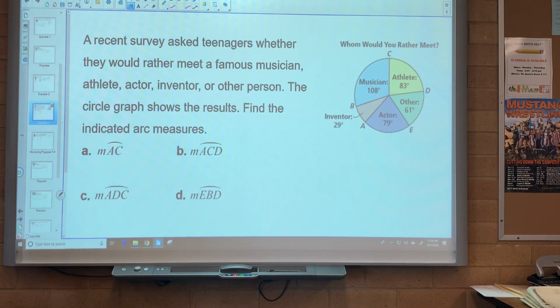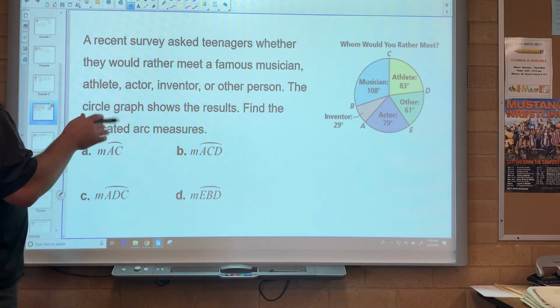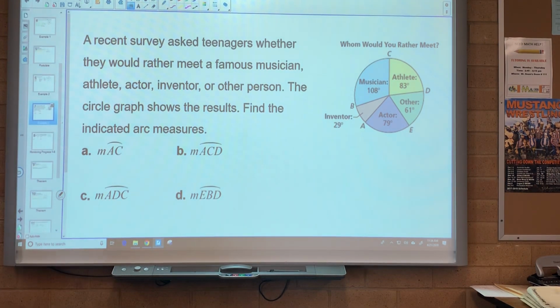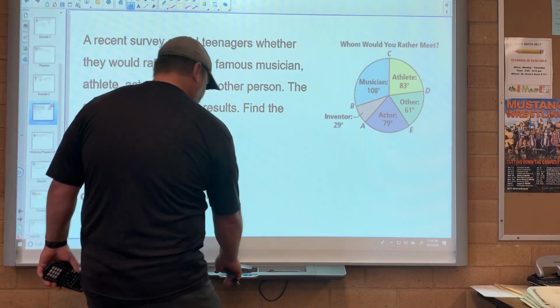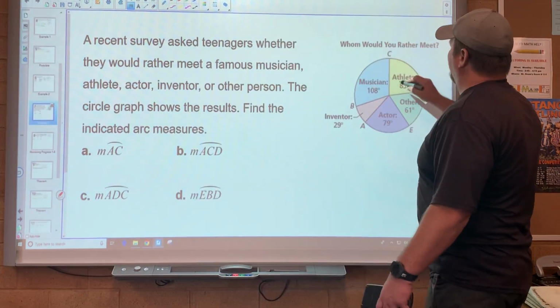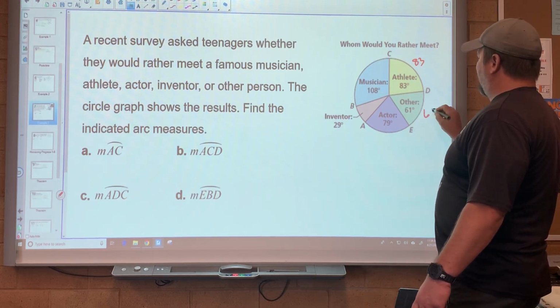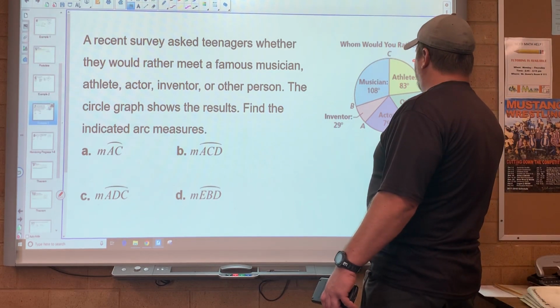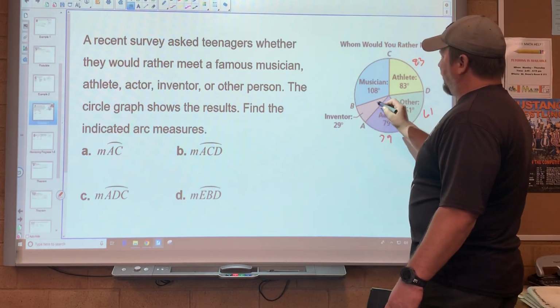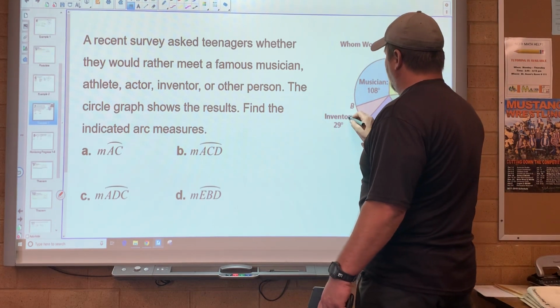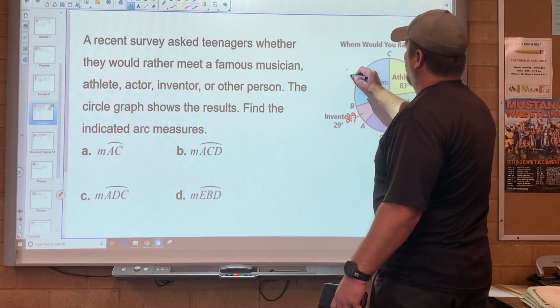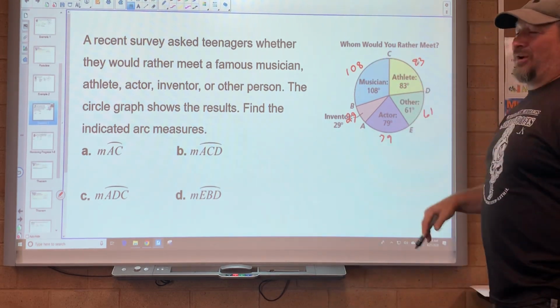All right, let's take a look at this one. A recent survey asked teenagers whether they would rather meet a famous musician, an athlete, actor, inventor, or other people. The circle graph shows the results. Find the indicated arc measures. Well, let's solve the picture. Arc measures, so this one's 83, that one's 83. This one's 61 degrees here, so 61 here, 79 here, so 79 here. 29 is this one, so 29 is here. 108 is here. So this one's pretty well solved for you right off the bat.